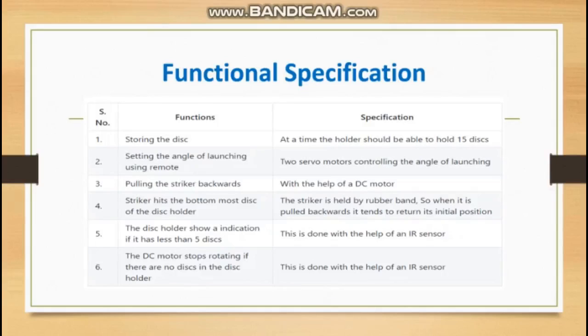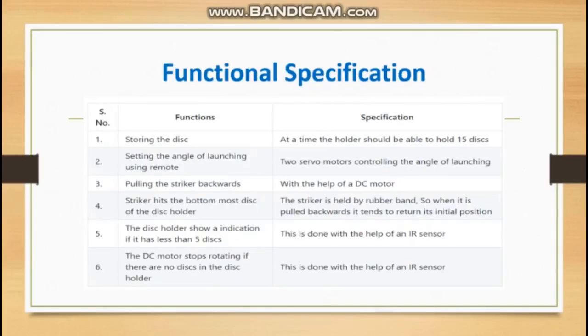Thirdly is pulling the striker backward. It is done with the help of a DC motor. Fourth, the striker hits the bottommost disc of the disc holder. The striker is held by a rubber band, so when it is pulled backward, it tends to return to its initial position and hit the bottommost disc so that it can be launched.